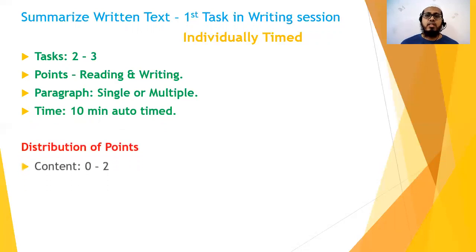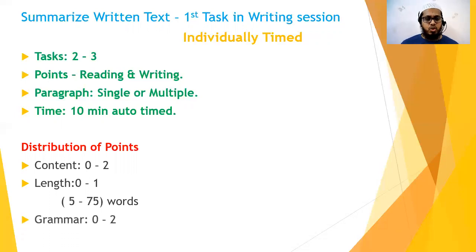Distribution of points, as mentioned on the official PTE website. For content, we may get 0 to 2 points, and for length, 0 to 1. The length should be between 5 and 75 words. If we write fewer than 5 words, definitely 0 points. It should vary somewhere between 5 and 75 words. What we practice, we'll let you know later on. Grammar is 0 to 2, and finally vocabulary is 0 to 2. These are the points, and what evaluation strategy PTE follows or doesn't follow, we do not know. But still, this is what is mentioned on the official PTE website.